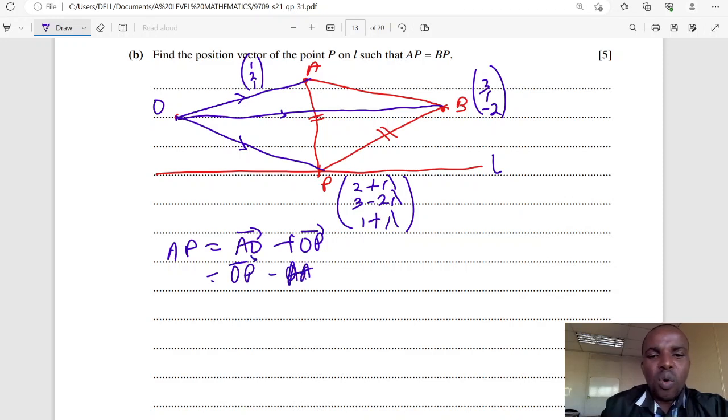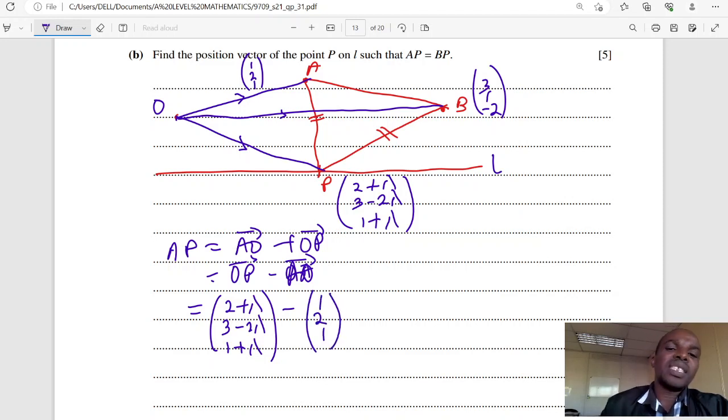Minus AO. AP is OP minus OA. So what is my OP? OP is (2 plus lambda, 3 minus 2 lambda, 1 plus lambda). Minus OA. What is my OA here? My OA is (1, 2, 1).